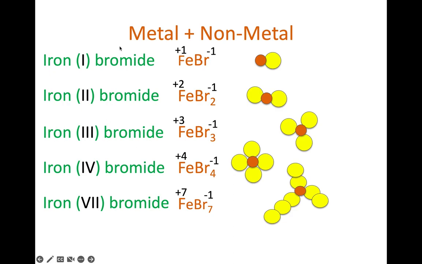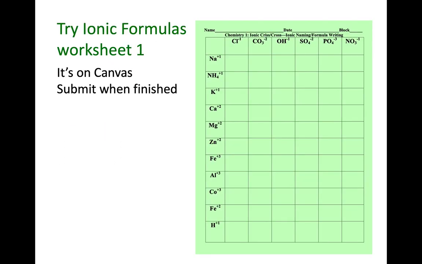Okay, and remember, you use these charges only if it's a transition metal. So those D block metals and the ones under the staircase. All right, so what I want you to do is give this worksheet a try. It has a bunch of positives along the bottom, metals, and a bunch of non-metals across the top, or negative things in polyatomics.